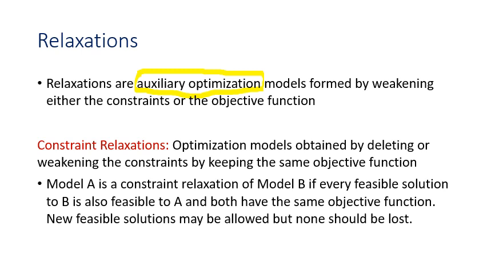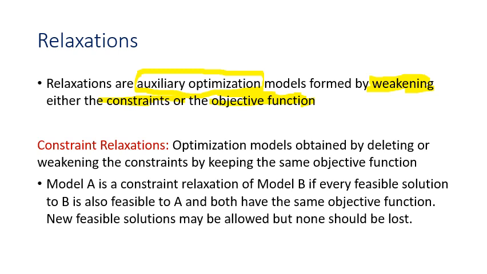If these changes make your model easier to solve, by weakening your constraints or the objective function, then it is called a relaxation. So you have your original model, you make some changes in the objective function or the constraints, and if these changes are weakening them, then this becomes a relaxation. We will not talk about objective function relaxations throughout this course. The most important and beneficial one for us is the constraint relaxation.